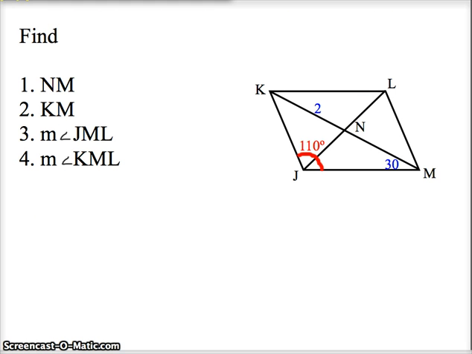For the next problem, you're going to be asked to find 4 different things. Find NM, which is from the center to M. Find KM, which is from letter K all the way to M. The measure of angle JML, and the measure of angle KML. Pause your video at this time and try to find these values.